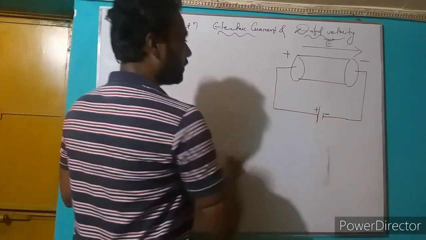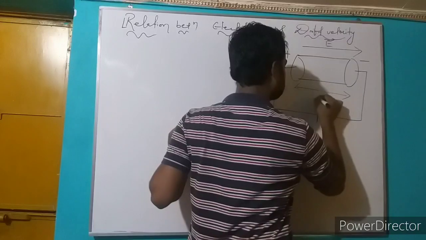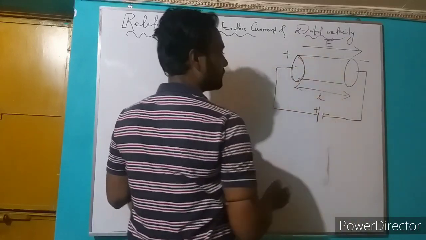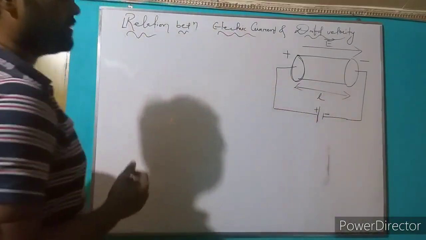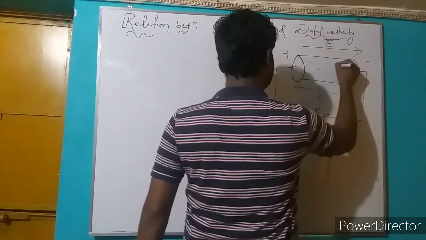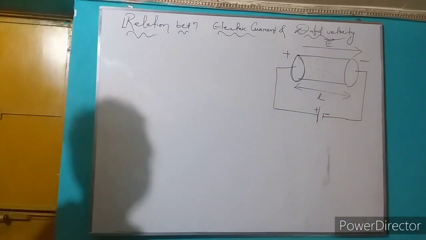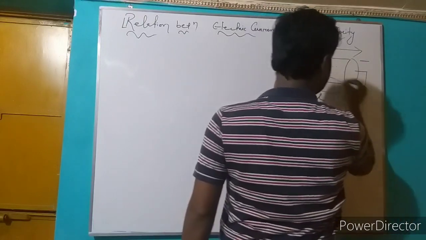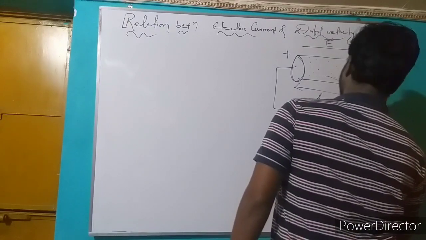Here is a conductor whose length is L. The area of cross section is given by A. Okay, the area of cross section is A. Inside the conductor there are many free electrons. These are the free electrons. Clear?